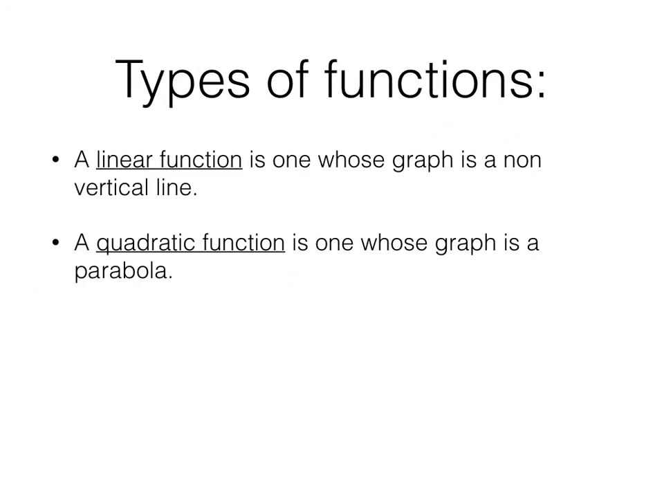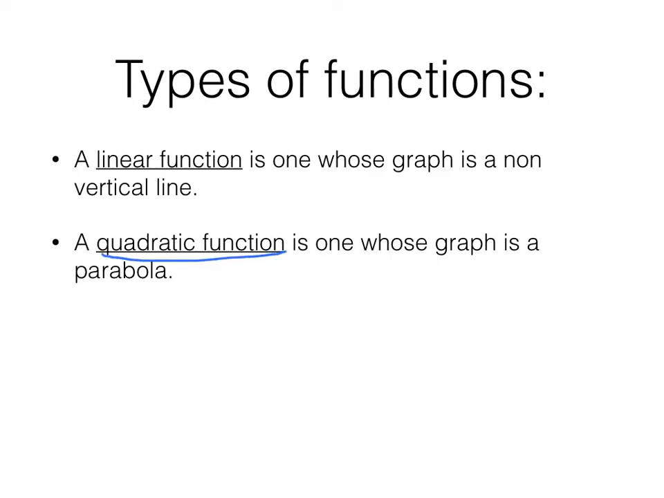Types of functions: we're going to deal with 2 specifically and in detail later on in the year with the second one, but we're going to deal with linear functions. That's one whose graph is a non-vertical line. So any diagonal or horizontal line, no vertical lines, because then it immediately fails the vertical line test. A vertical line cannot pass the vertical line test because every point on it has the same x value.